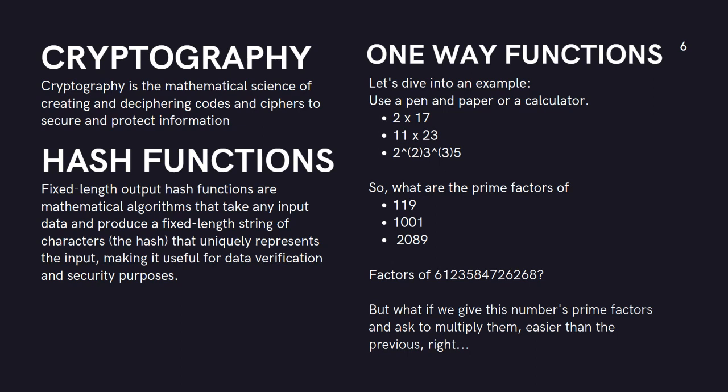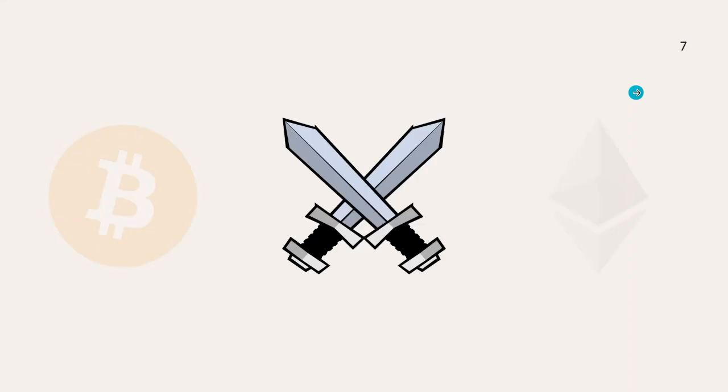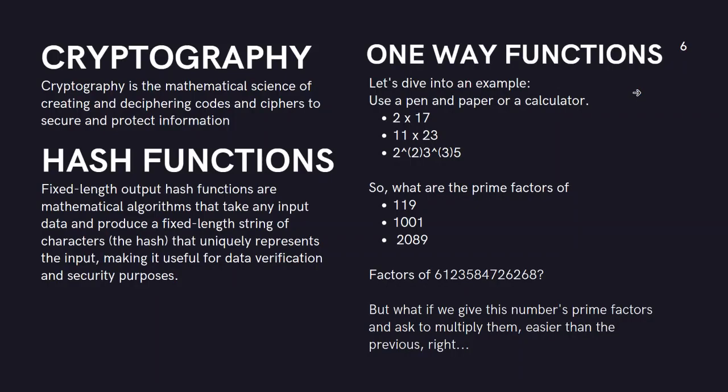What are the prime factors of 2089? So 2089 doesn't have any prime factors. It is a prime number and it is 1 multiplied with 2089.